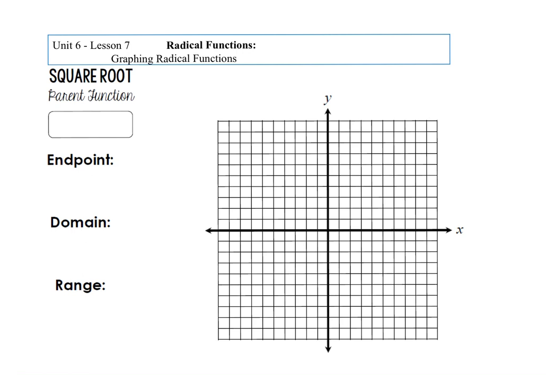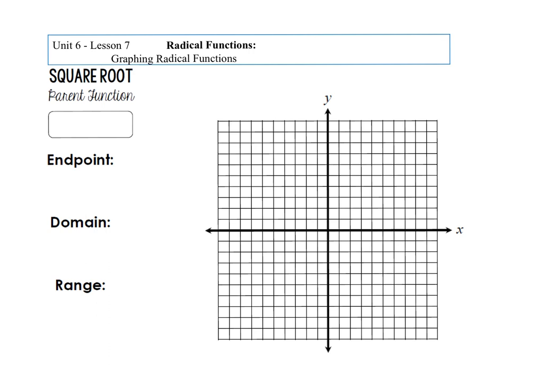Okay, this is the lesson video for Unit 6, Lesson 7, and we are graphing radical functions. In particular, we are graphing square root functions and cube root functions. Now, this should feel somewhat familiar. I mean, we've done tons of graphing, and we're answering all the same questions we always do when we graph, but this time it's just a different type of equation we're graphing.